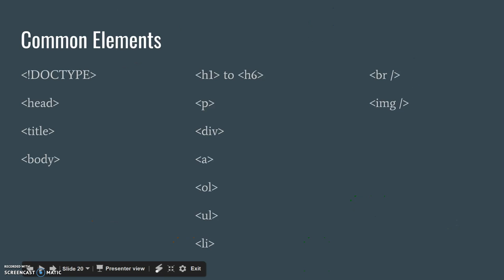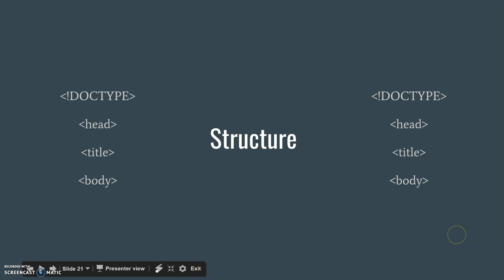The first column is structure elements. The next one is containers. And the third one is inline, and you can see those are some of those special cases where it's just one element tag because they have the / at the end. So let's go into the structure.